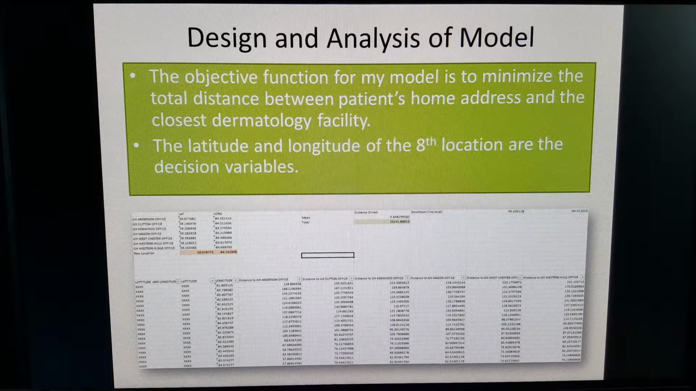7 of the 8 locations are fixed, since there is currently a dermatology office in that building. The latitude and longitude of the 8th location are the decision variables for this model, since this is what we're able to change to optimize the model.